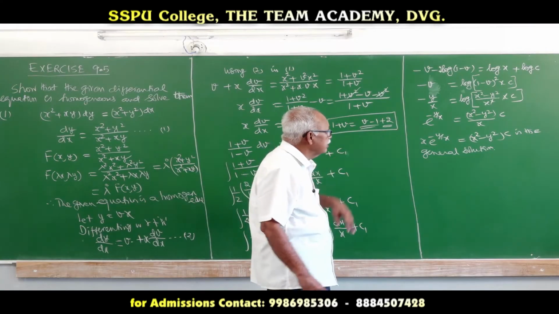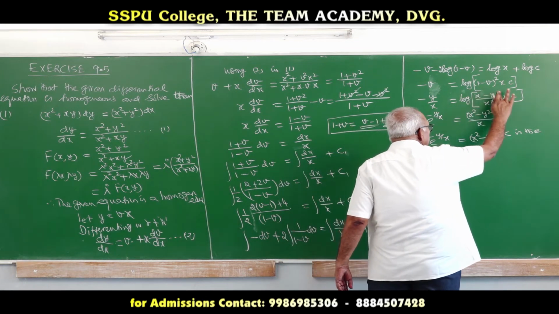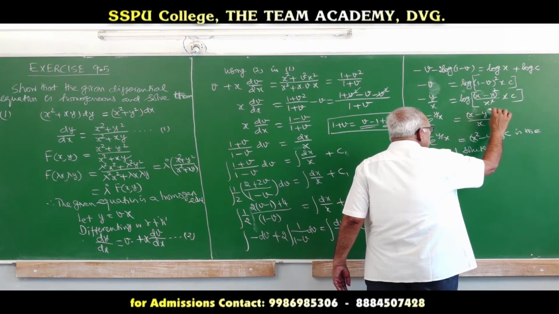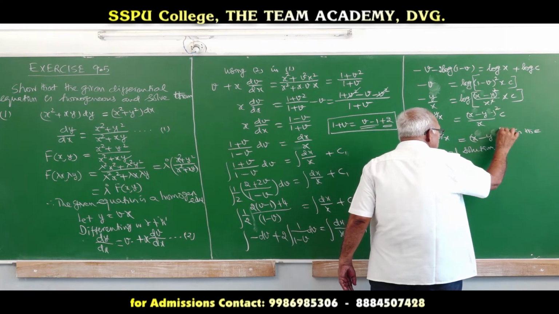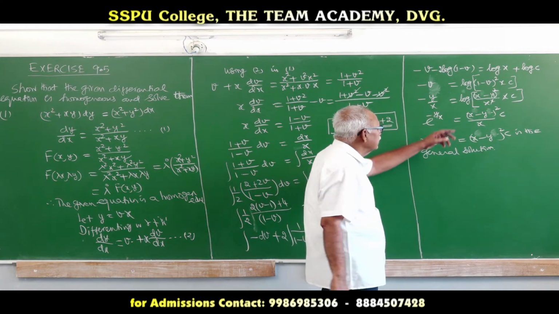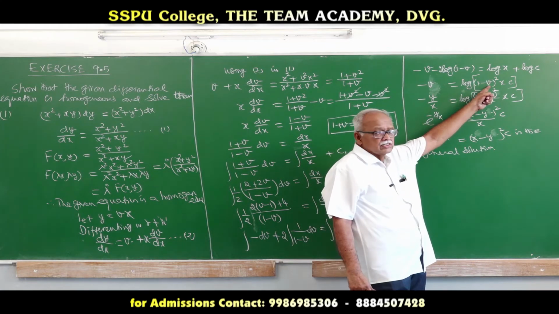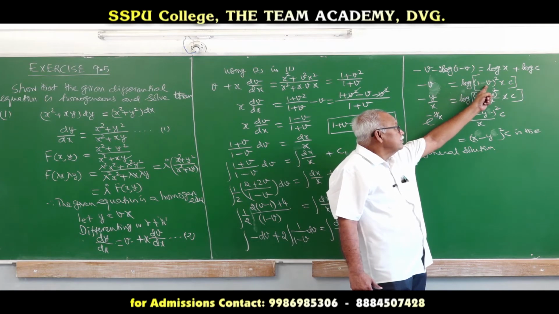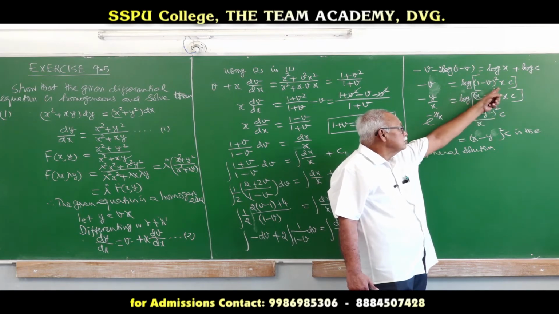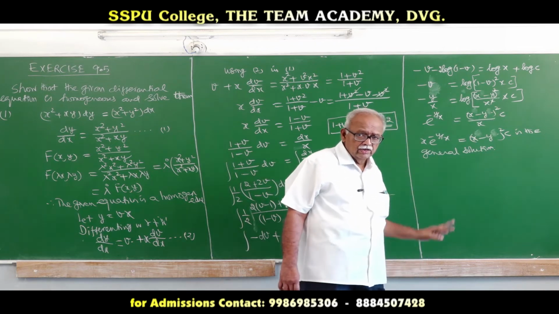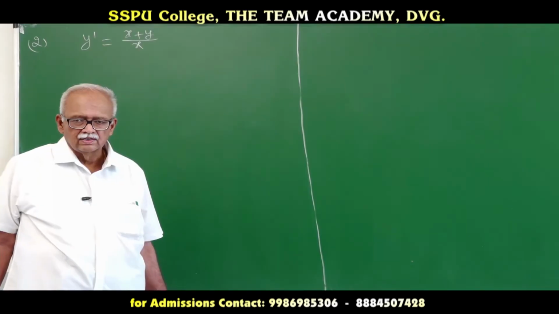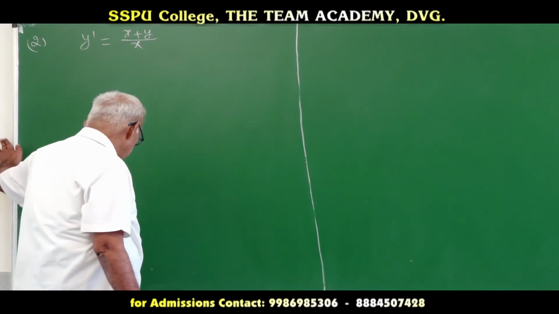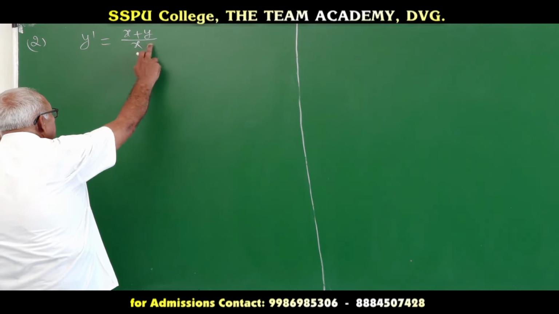Here in the last step, we have to get x minus y whole square by x square. So this will become x minus y whole square c. So correct it, because 1 minus y by x, for whole of that, square is there. Therefore, this will be x minus y by x whole square. So x minus y whole square by x square. It is not x square minus y square. Thank you. Now the second question, the exercise 9.5 is y dash is equal to x plus y by x.